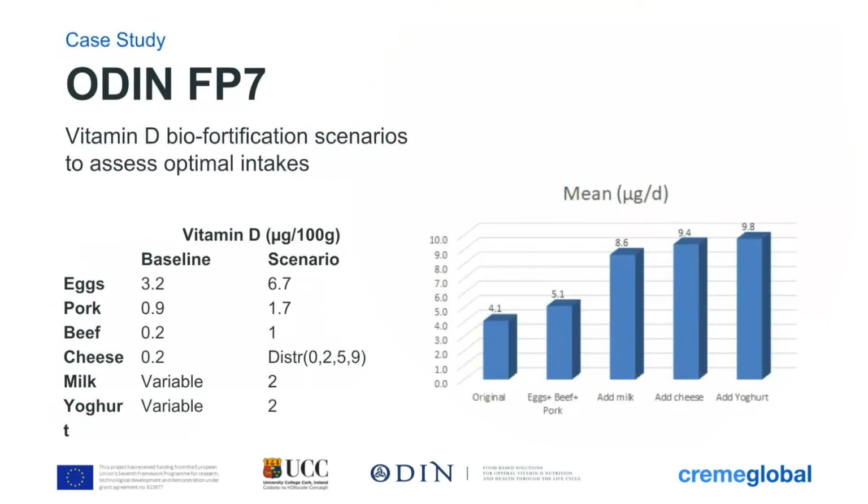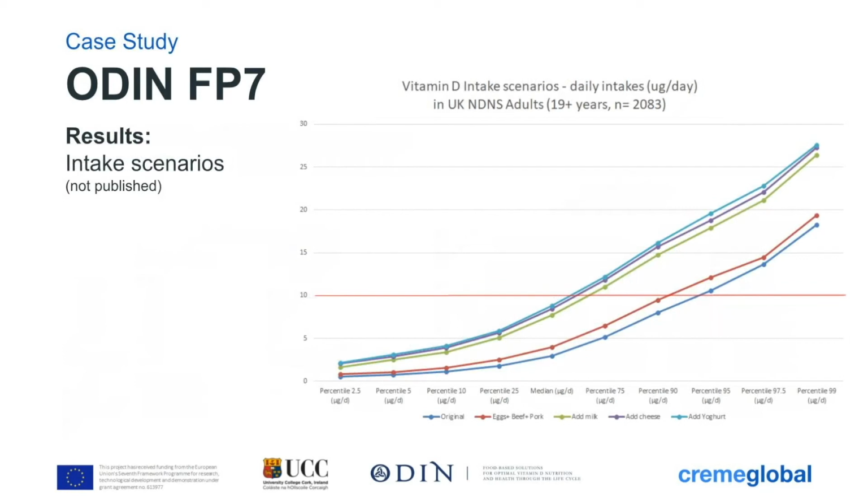So in this project, we are looking at how biofortifying foods would impact on vitamin D intake. We increased the vitamin D in eggs, say, from 3.2 micrograms to 6.7, and across the different products as well. Our original intake in UK adults was 4.1 micrograms. When we apply the biofortified eggs, beef and pork, we're getting up to 5.1. And when we apply all the foods, we're getting up to 9.8, which is just about recommended intakes. So this is quite interesting.